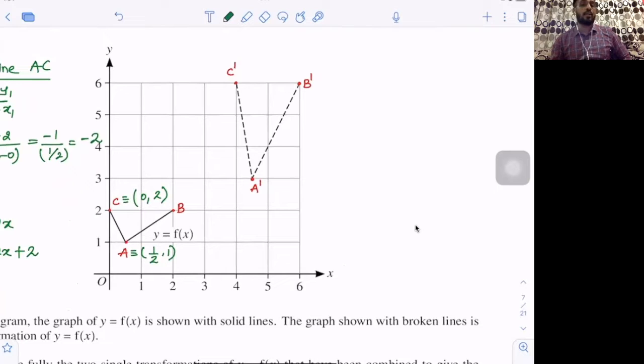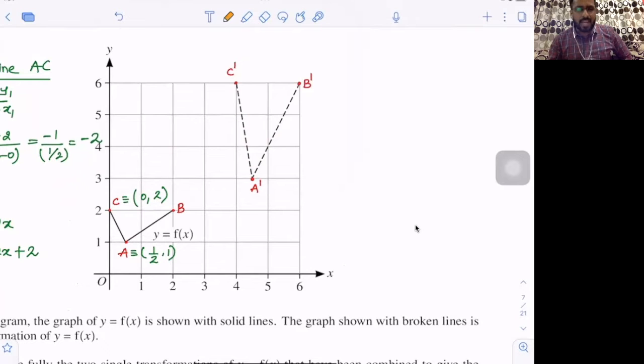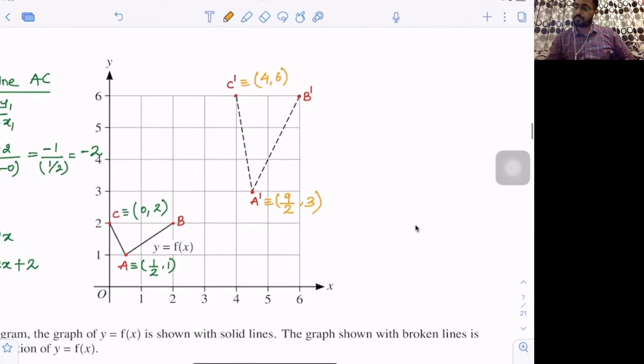For that, I'll need the coordinates of A prime and C prime. So you can easily observe that for A prime, the x coordinate is 4.5. So I can call the x coordinate of A prime as 9 upon 2, comma, and the y coordinate is going to be what? It is going to be 3, right? The y coordinate is 3. Be very careful with the coordinates. So 9 upon 2, comma 3. And for C prime, it is going to be what? The x coordinate is 4 and the y coordinate is 6. So 4, comma 6. Let's quickly get the equation of line A prime C prime.